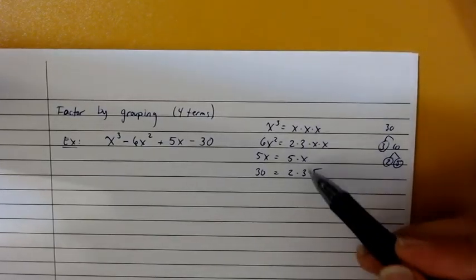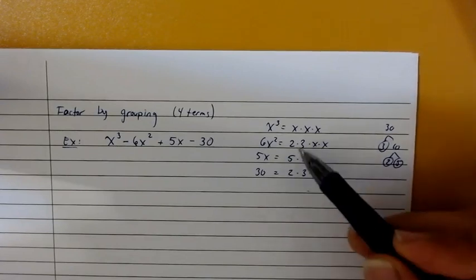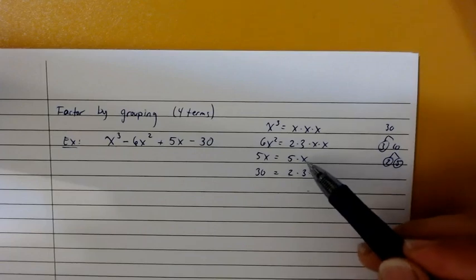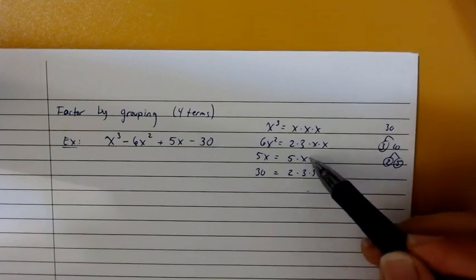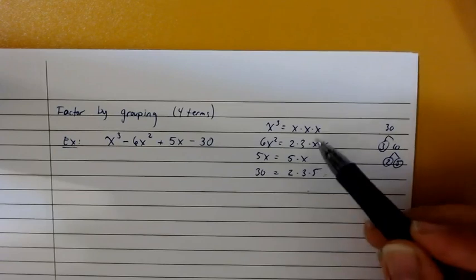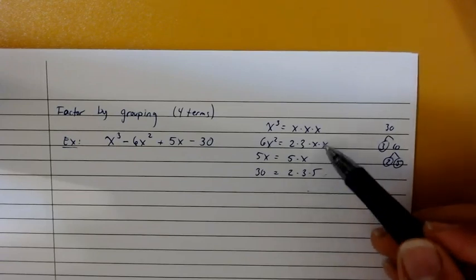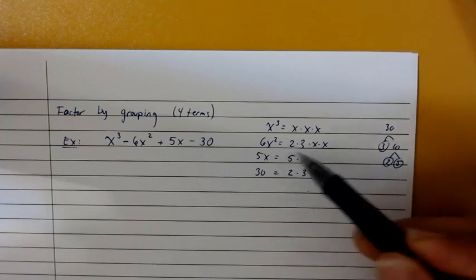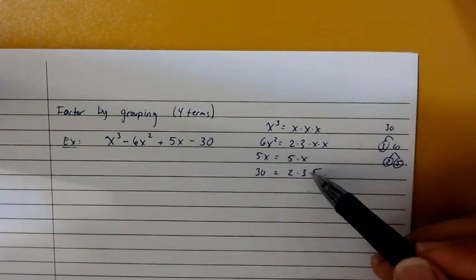Sure, these all have x's, but that leaves out the last one. And these have 2's and 3's, but that leaves out the first one and the third one. And then both of these have a 5 in common, but that leaves these out. So there is no one factor that's common to all of them. So here we can't find a greatest common factor.